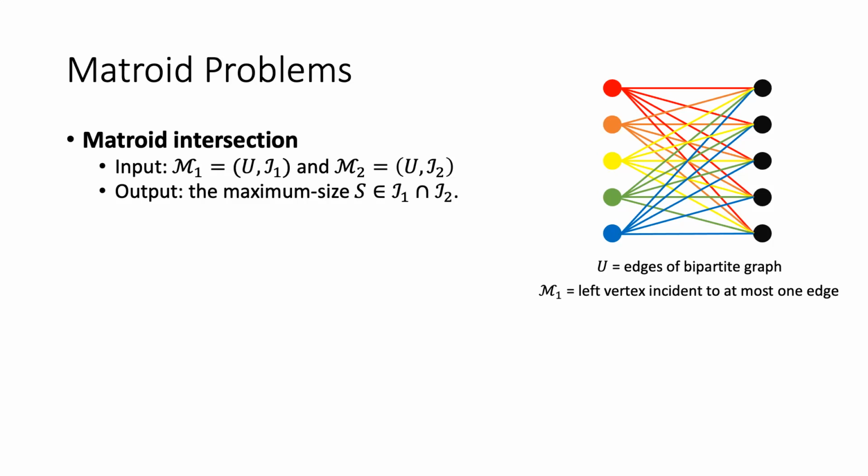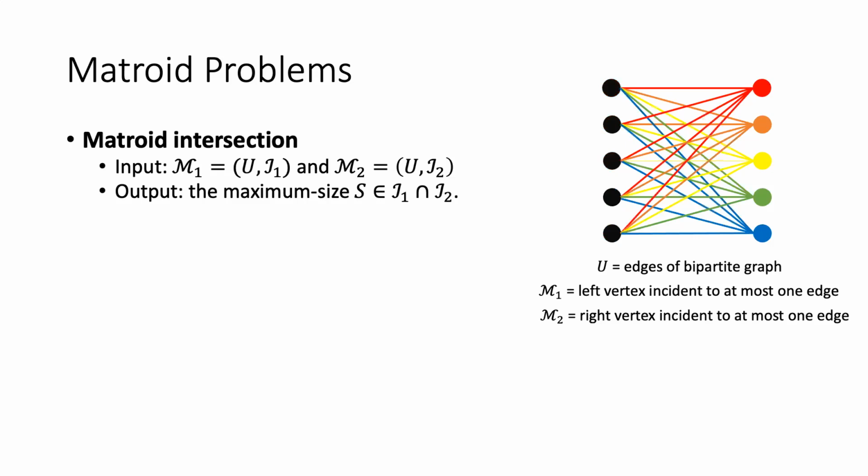And this can be modeled by the colorful matroid of this coloring. And for the second matroid, we can do the same thing for vertices on the right. Now we can see that any edge set that is independent in both matroids will form a matching in this graph. So finding the maximum intersection of the two colorful matroids corresponds to solving the bipartite matching problem.